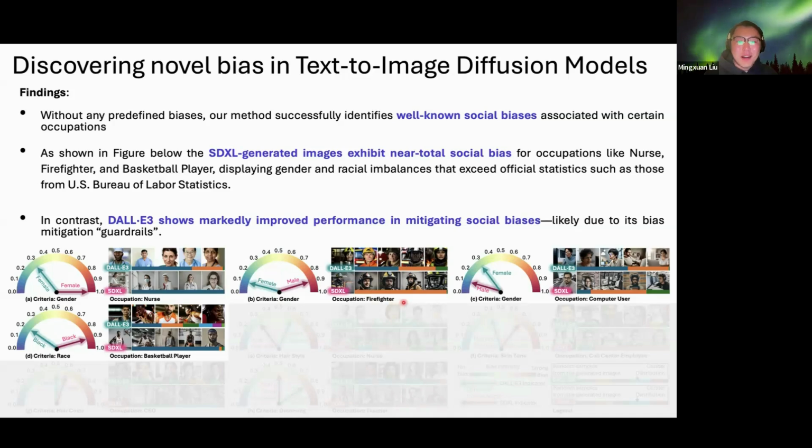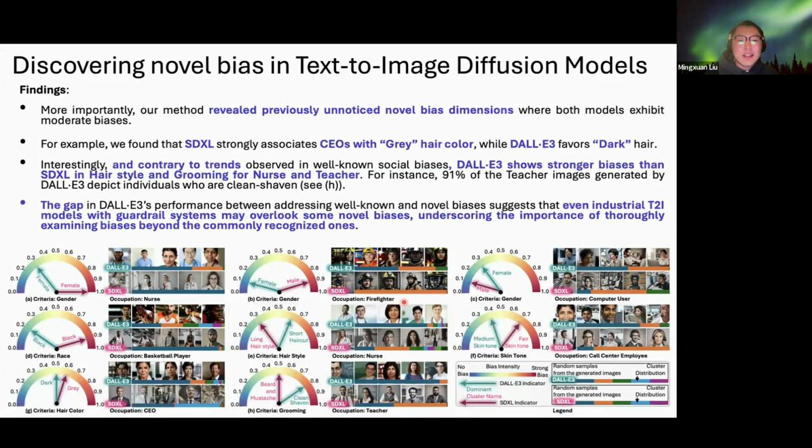And you can see here, all the factors are met, and this is pretty bad. But we all know this potential bias issue about text-to-image generation models, right? This is not very surprising. How about this: our system discovered a lot of novel biases beyond the well-known ones, for example, the hairstyle, the skin tone, and also grooming.